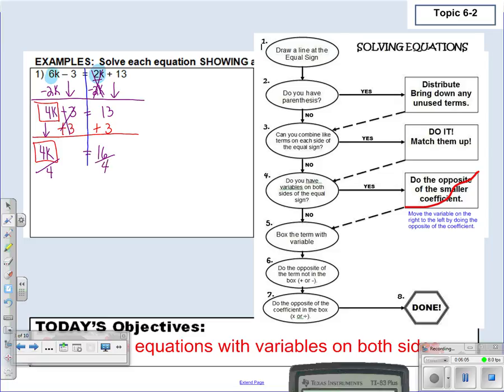I have a 4 on the top and the 4 on the bottom. They cancel. We're left with k. And on the right-hand side, 16 divided by 4 is 4. So k is equal to 4.